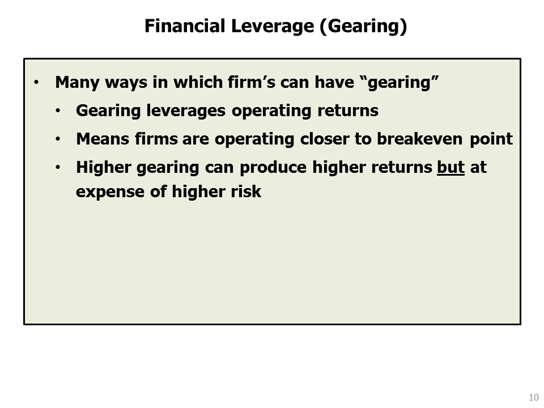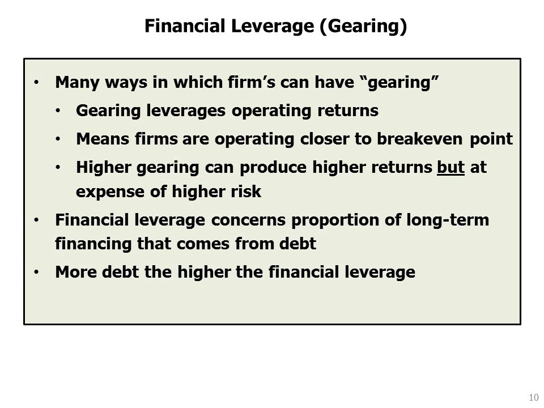There are many ways in which firms can have gearing. Gearing leverages operating returns, meaning firms are operating close to break-even point. Higher gearing can produce higher returns, but at the expense of higher risk. Financial leverage concerns the proportion of long-term financing that comes from debt. The more debt, the higher the financial leverage.